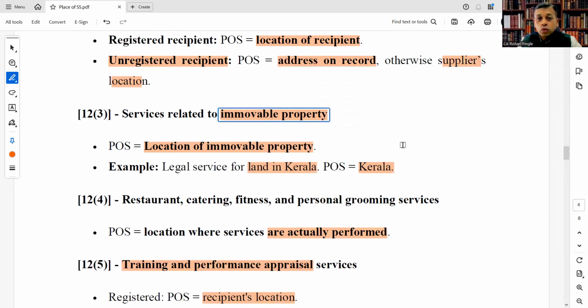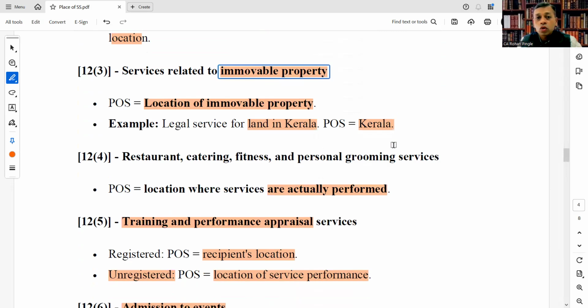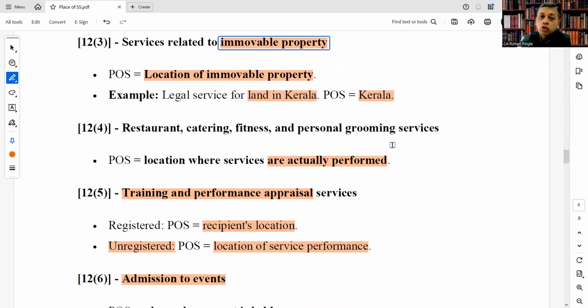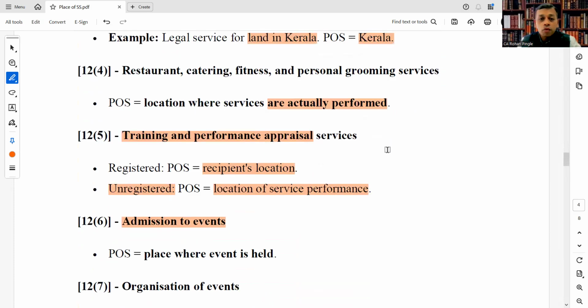Then services related to immovable property, the place of supply will be the location of the immovable property. In case of restaurant, catering, fitness, grooming, the place of supply will be the location where services are actually performed. In training and performance appraisal, there are two scenarios. Registered, then the place of supply will be the recipient's location. Unregistered, the place of supply will be, of course, the location of services performance.